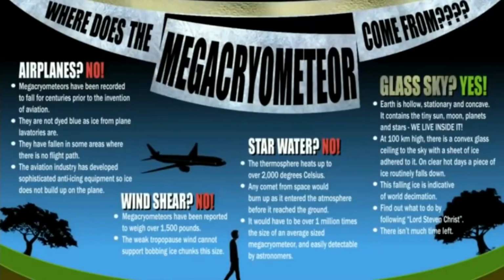Where does the Megacryometeor come from? The only explanation is that it is coming from a mantle, a sheet of ice that's connected to a literal glass ceiling to the sky at 100 kilometers high. Earth is hollow, stationary, and concave. It contains the tiny sun, the moon, the planets, and the stars. We live inside it. At 100 kilometers high, there is a convex glass ceiling to the sky with a sheet of ice adhered to it. On clear, hot days, a piece of ice routinely falls down.